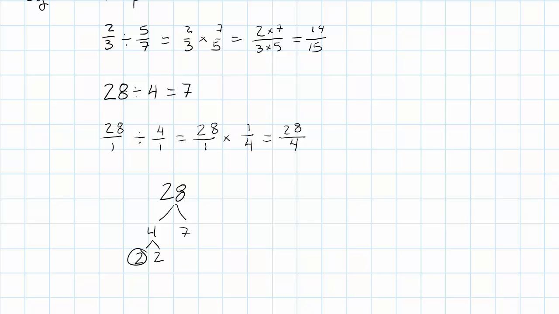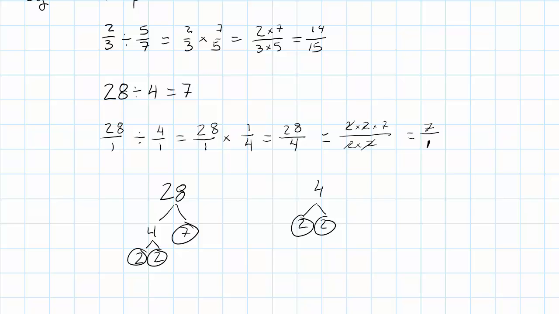4 is 2 times 2. 4 is still 2 times 2 when I write it over here. So I have 2 times 2 times 7 over 2 times 2. In my numerator, I'm left with 7. In my denominator, nothing's left, which means I'm just left with 1. So, yeah, rewriting it as multiplication by the reciprocal still gives me 28 divided by 4 equals 7.